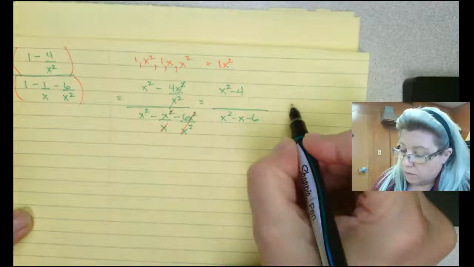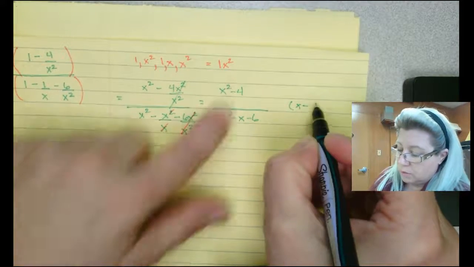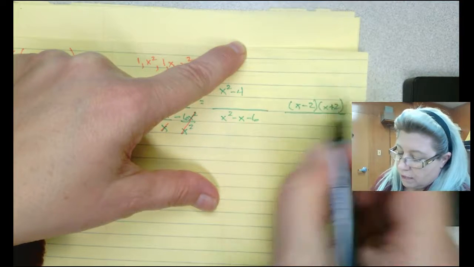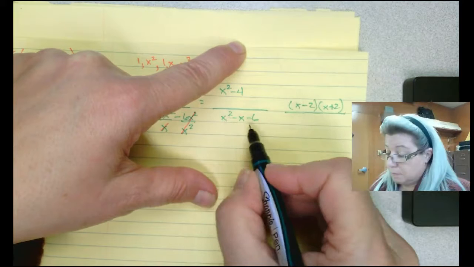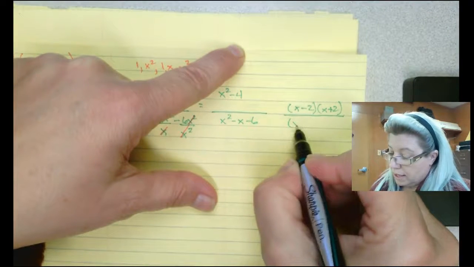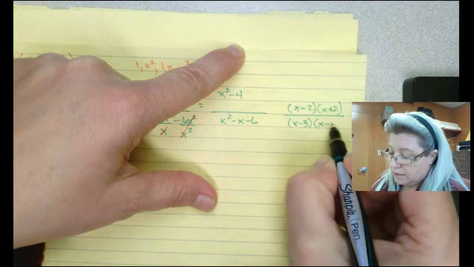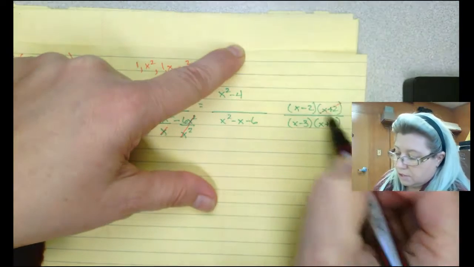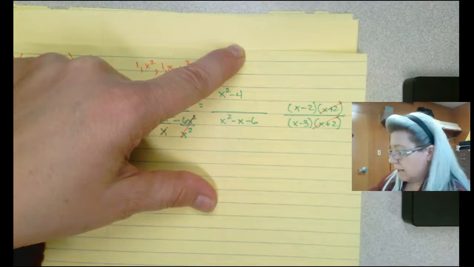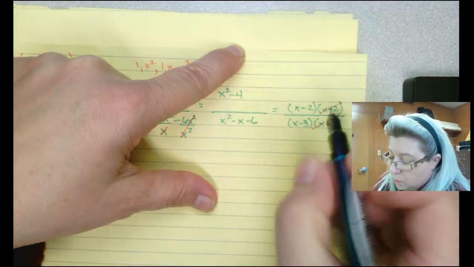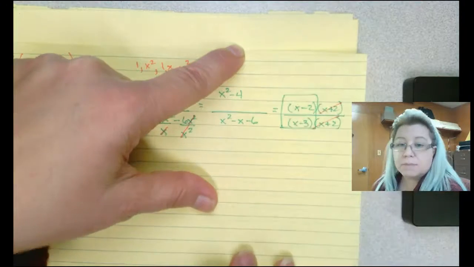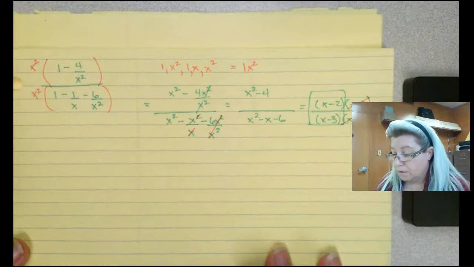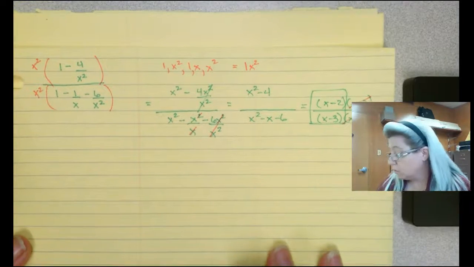So x squared minus 4 will be x minus 2, x plus 2. X squared minus x minus 6 will be x minus 3, x plus 2. X plus 2 and x plus 2 will cancel out, leaving me with x minus 2 over x minus 3. All right, that was method 1. Let's try method 2 for this problem.